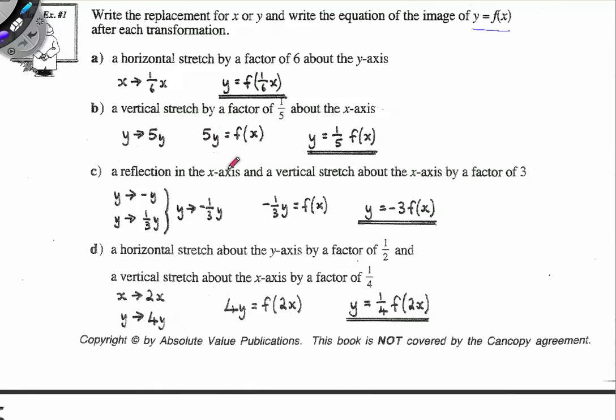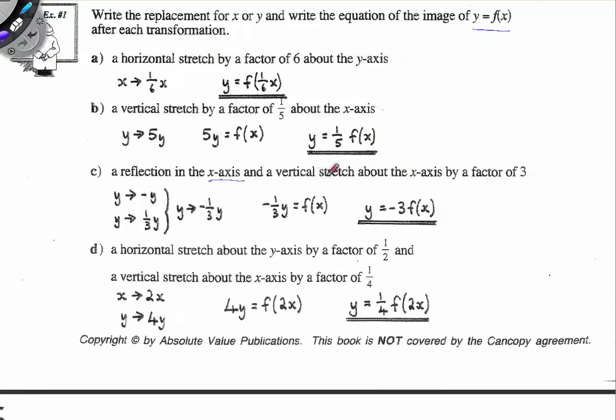A reflection in the x-axis, and then a vertical stretch about the x-axis by a factor of 3. So first of all, a reflection in the x-axis. What does that mean? Remember, if you're reflecting any graph or any points from one side of the x-axis to the other, what changes? The y's become negative. So that's the first thing we've got to do.